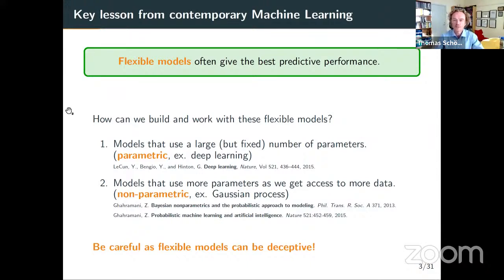When we talk about flexible models, it's also important to be quite careful with these models, because they can, as you probably know, be quite deceptive. And we have seen quite a few examples of that during the pandemic, I would say, but I'm not diving into that more here.